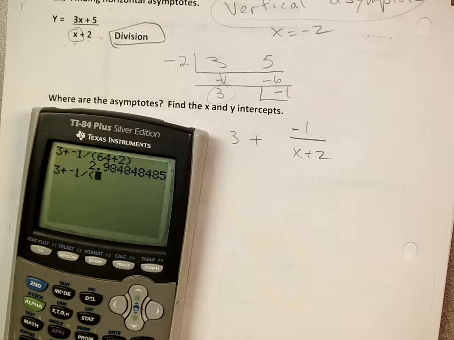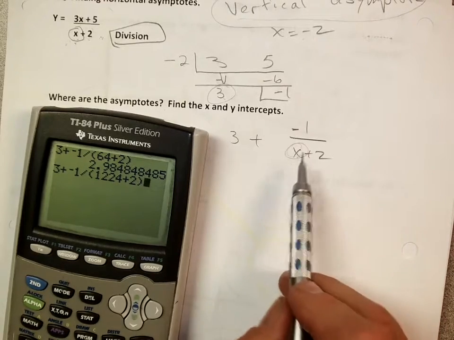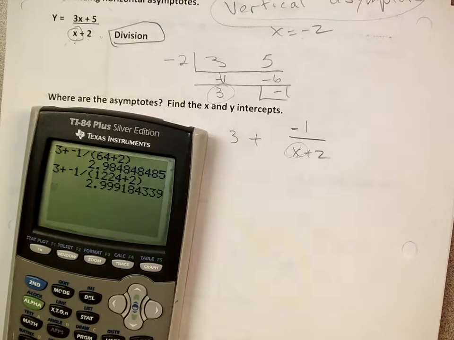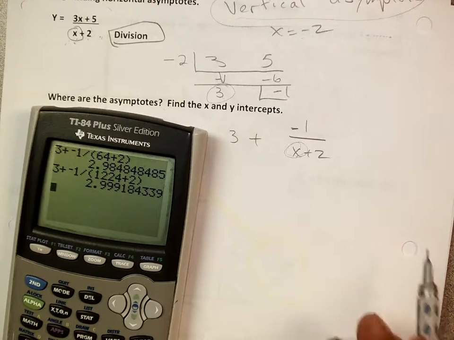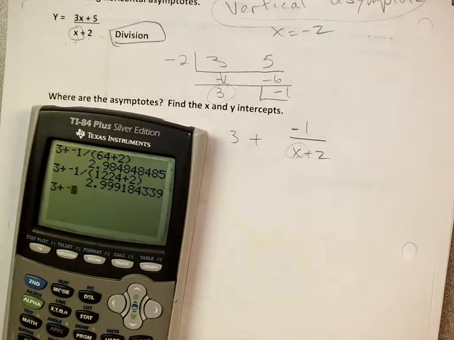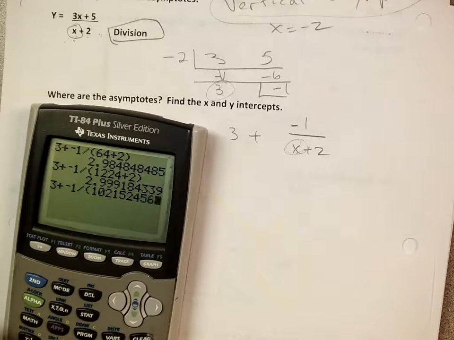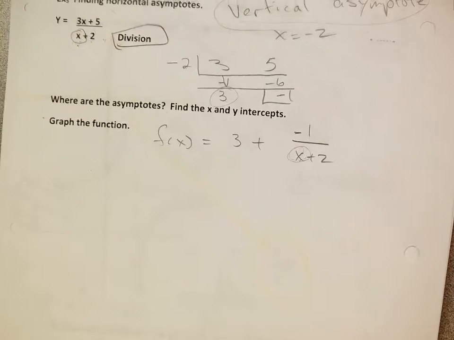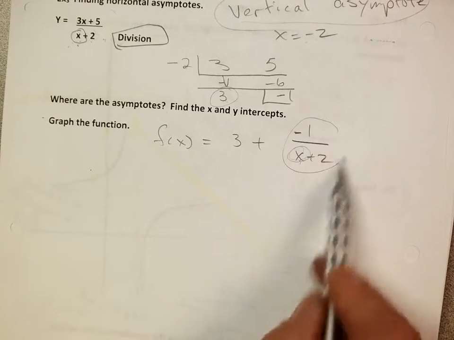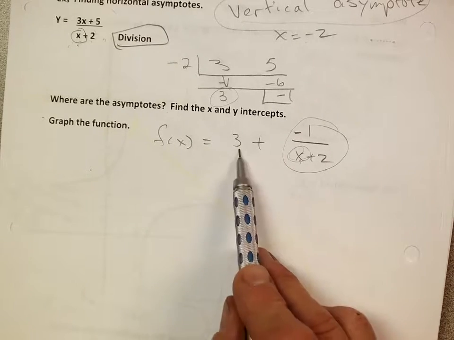Give me a bigger number. 1,224 plus 2. Okay, so all I'm doing is plugging in your numbers here, right? 2.999, right? So give me a bigger number. 3 plus... 10 million. Okay, 10 million. Plus, don't forget plus 2. Well, basically 3. So what happens is x gets bigger and bigger and bigger, this whole thing here really becomes 0. Plus 3 is 3.